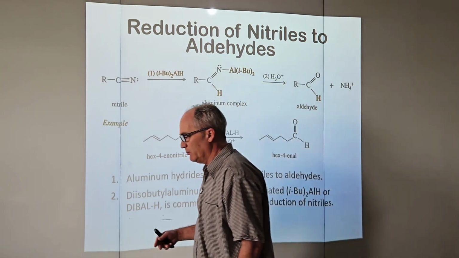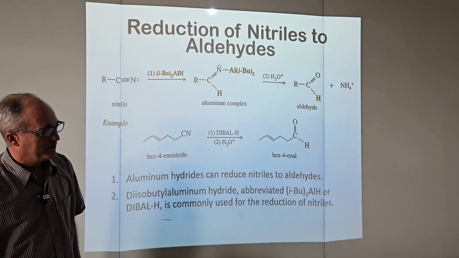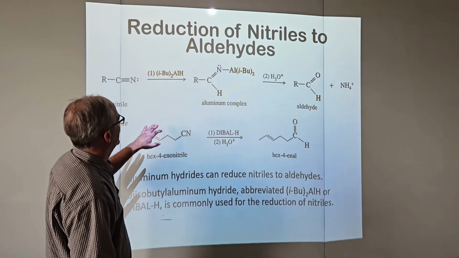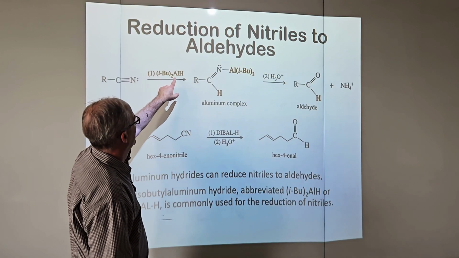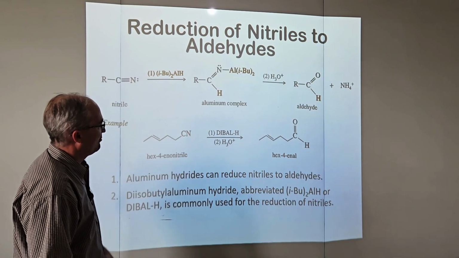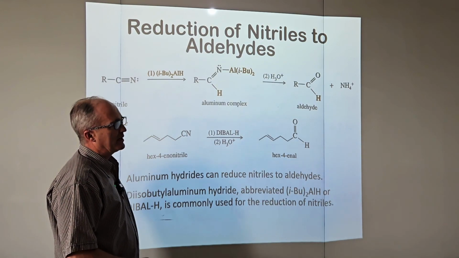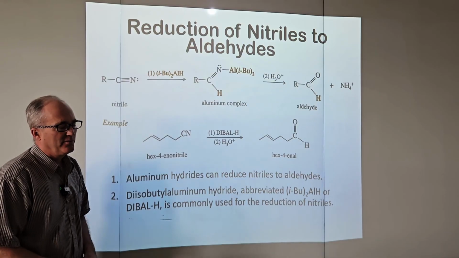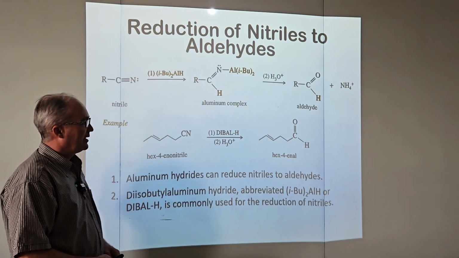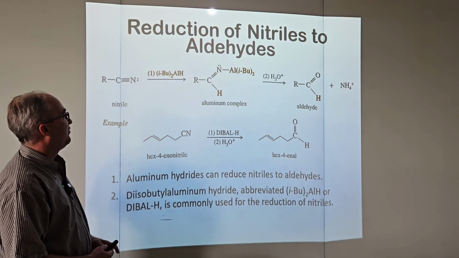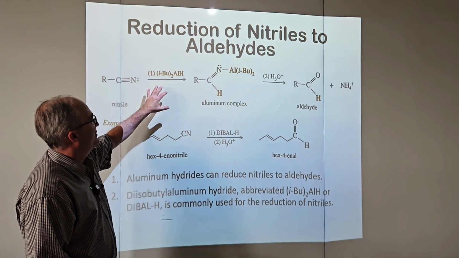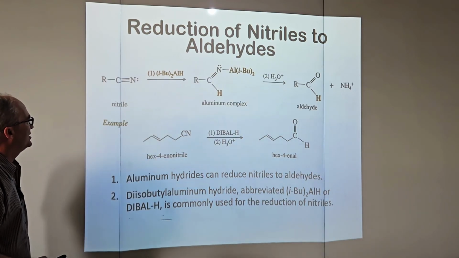So think of lithium aluminum hydride, a powerful reducing agent. This is diisobutyl aluminum hydride. It's only got one hydride on it. The lithium aluminum hydride, you recall, had the formula LiAlH4. So it's a calmed down reducing agent.